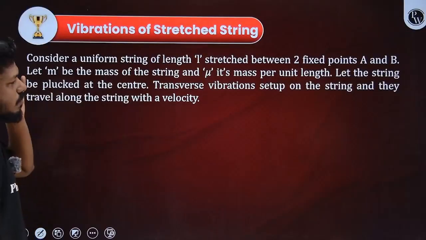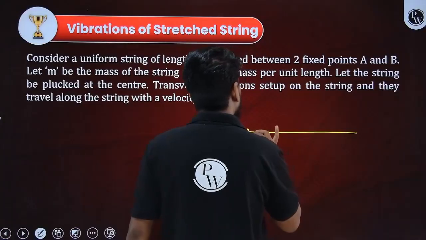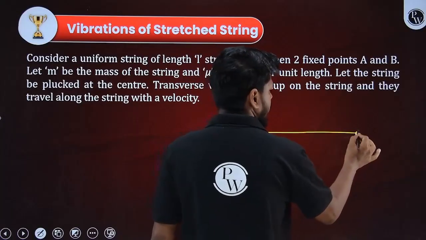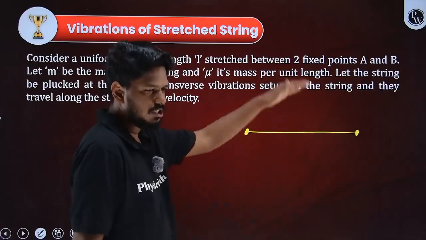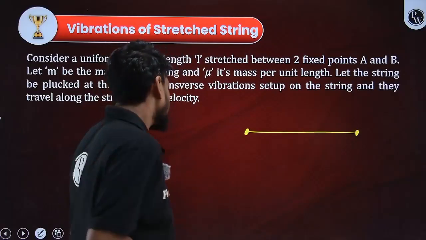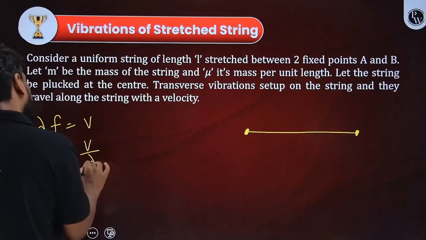So consider a uniform string. I am going to fix both ends of this string. Both ends are fixed, and I can vibrate this string. Just remember, wavelength times frequency is equal to velocity. So my frequency is nothing but velocity by lambda.